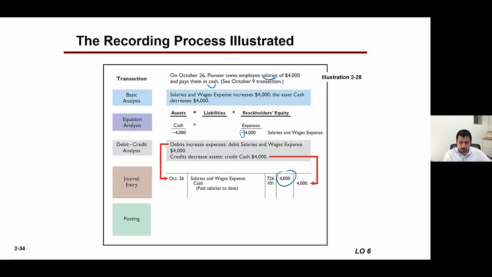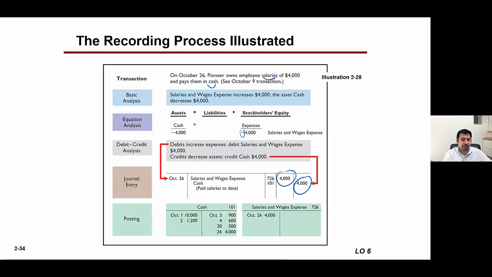Once again, as you remember, total credits are always equal to total debits. So we debit salaries and wage expense and we credit cash 4,000. Then we post them to the appropriate account in the ledger.